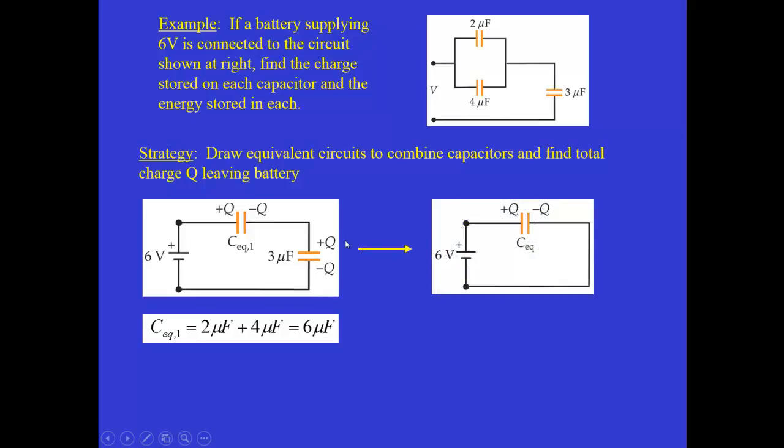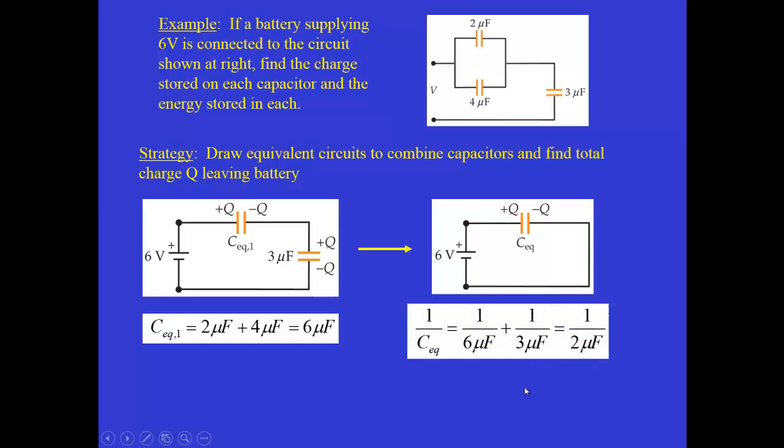Well, now we want to take that 6 microfarad and the 3 microfarad capacitor, which are now in series, and replace them with a single capacitor CEQ. All right, so that means that 1 over CEQ, because these two are in series, is 1 over 6 plus 1 over 3, and if you do the arithmetic, you get 1/2. So CEQ is equal to 2 microfarads.